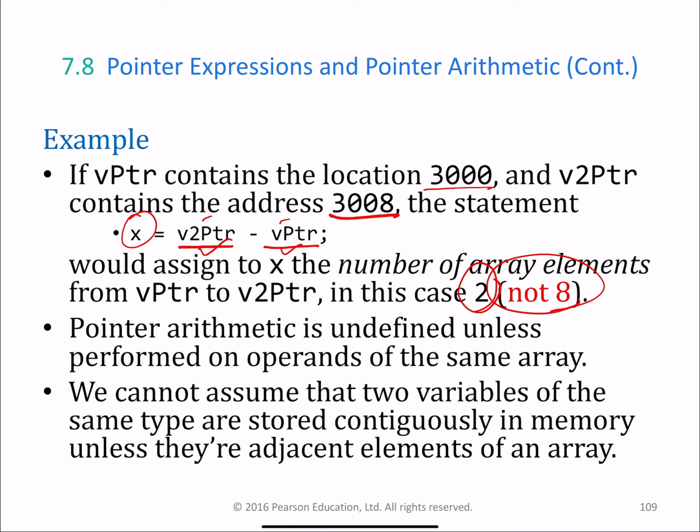Now, this kind of subtraction of one pointer from another makes only sense as long as the pointers point to locations in the same array. Because if the pointers are to two different arrays, subtracting one from the other makes absolutely no sense. There's no relationship between the address of one array and the pointer of another array. They can really be located anywhere in memory.